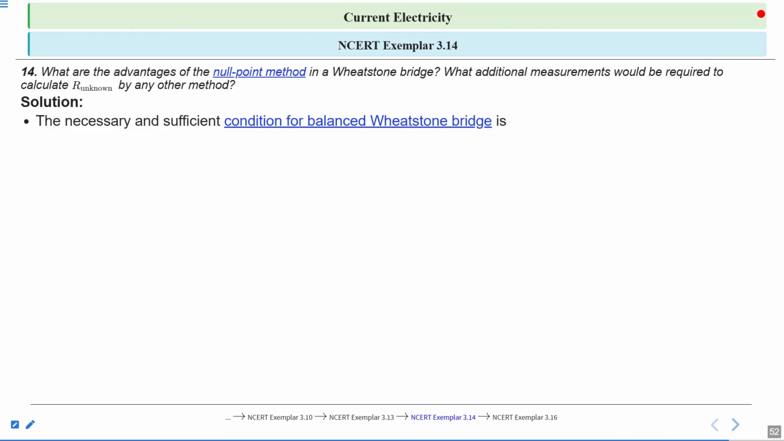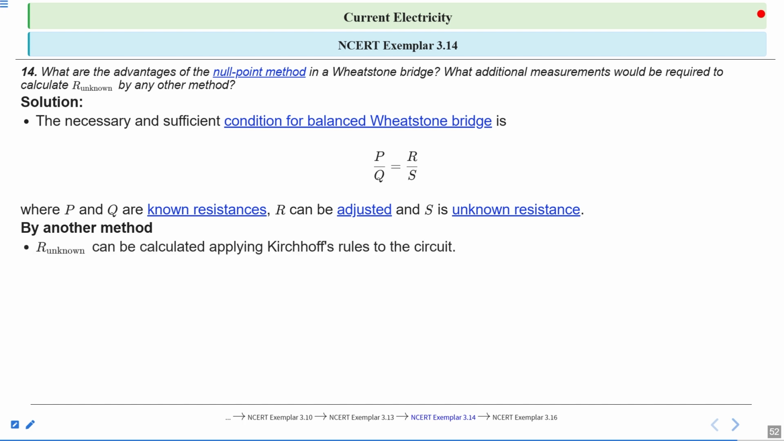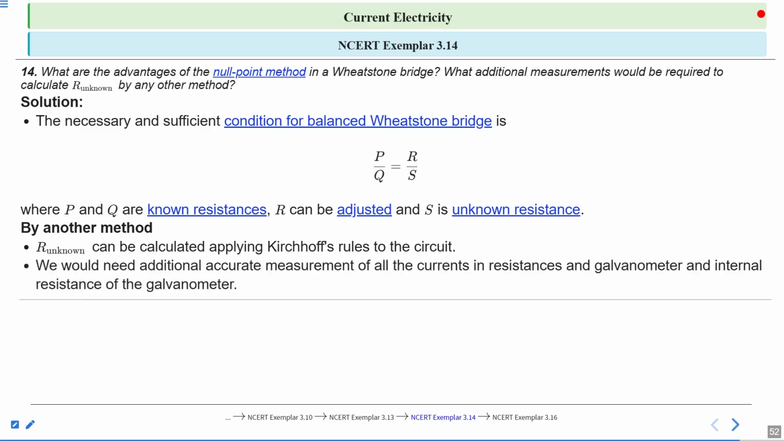No need to determine the internal resistance of the galvanometer. The necessary and sufficient condition for a balanced Wheatstone bridge is given by P by Q equal to R by S. P and Q are known resistances, R can be adjusted, and S is unknown. By another method, other than the null point, the unknown resistance can be calculated by applying Kirchhoff's rules. So we would need additional accurate measurements of all the currents. If we choose another method, we have to determine the current in all the branches of the Wheatstone bridge and the internal resistance of the galvanometer also.